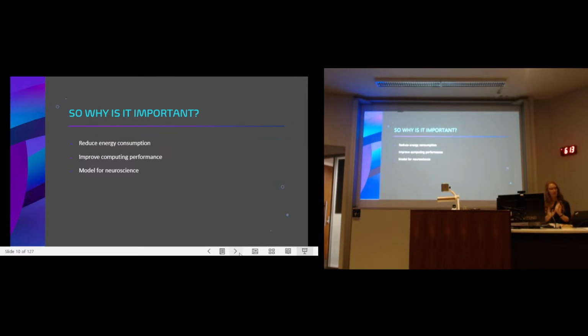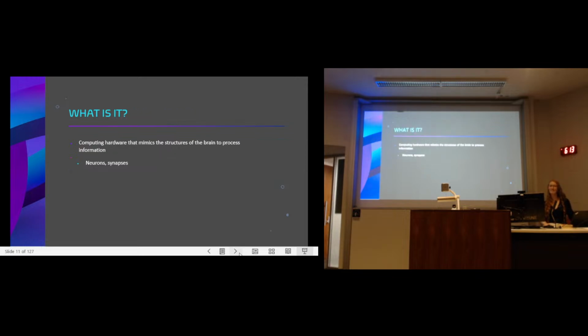So if we could actually create this in hardware, that would be a much better way for us to start exploring further the brain. So what actually is neuromorphic computing? Let's get onto that. Essentially, it is mimicking the structures of the human brain in a way that allows us to process information. So we're trying to recreate neurons in hardware.